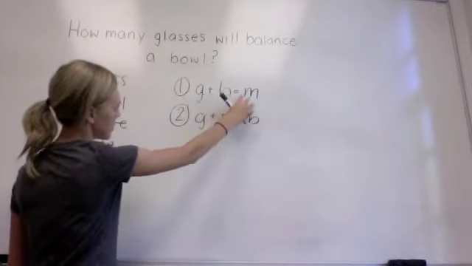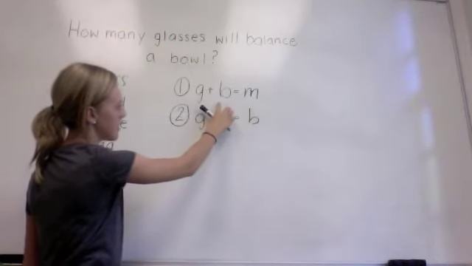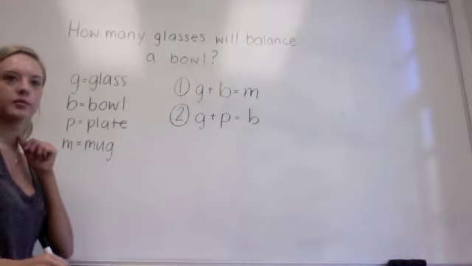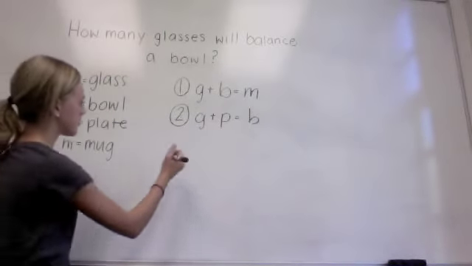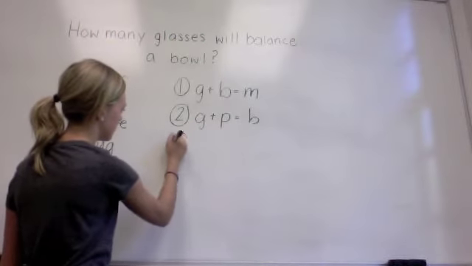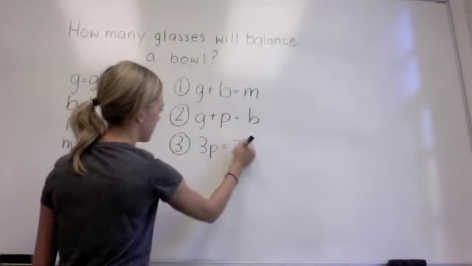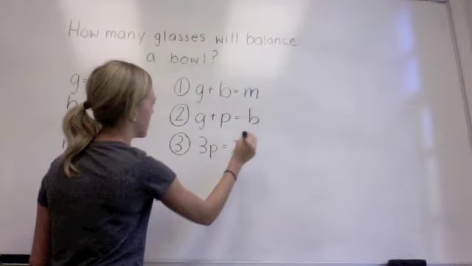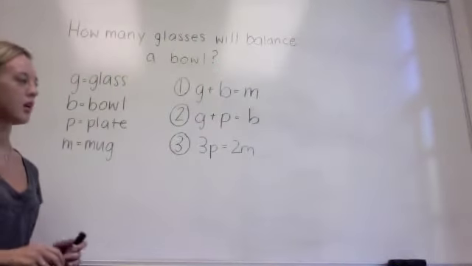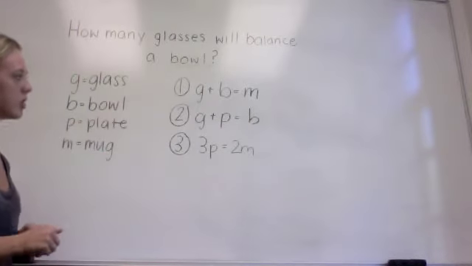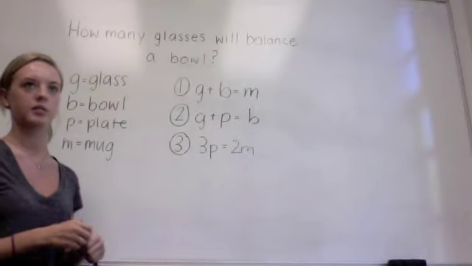Right, because these two have the same form, with 2 variables on this side and 1 variable on that side. The third one says 3 plates balance 2 mugs, so 3P is equal to 2M. So we're solving for glasses and bowls. And these are our equations. I don't see a glass and a bowl equal to each other here. So what should we do next?